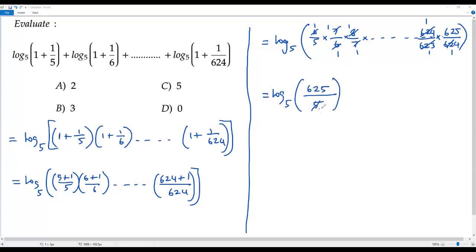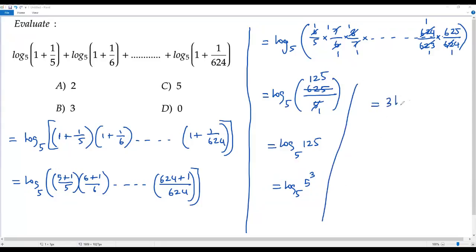5 goes into 5 one time, and 5 goes into 625 125 times. So I am getting log 125 to the base 5. Here 125 is a power of 5, so it can be written as 5 to the third power. I can use the power rule of logarithms and move this exponent 3 in front of the logarithm, multiplied by the logarithm. So I am getting 3 times log 5 to the base 5.